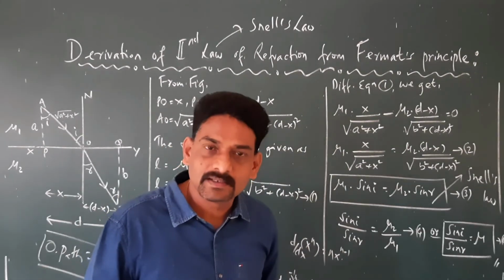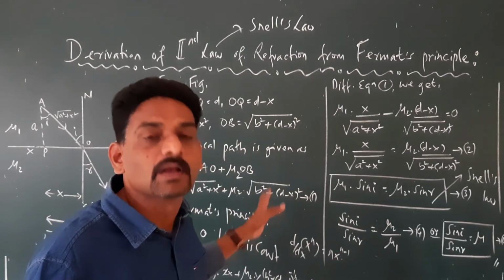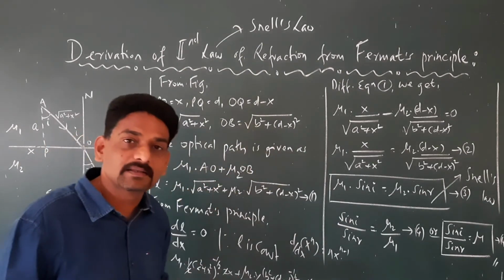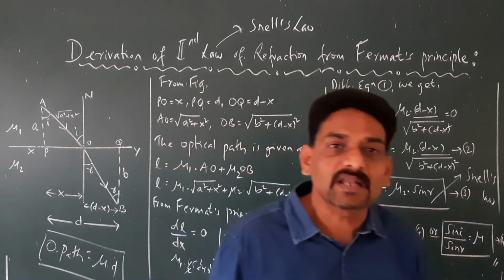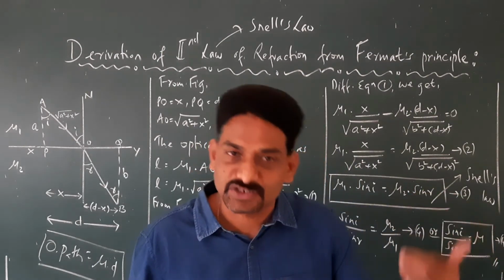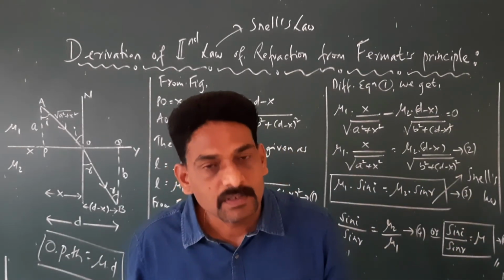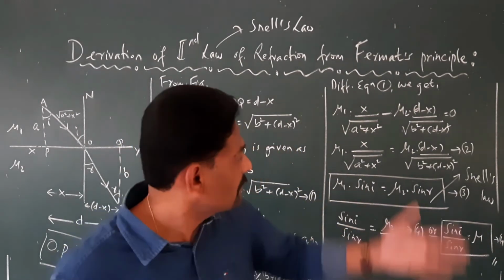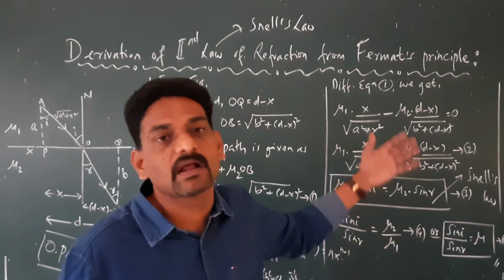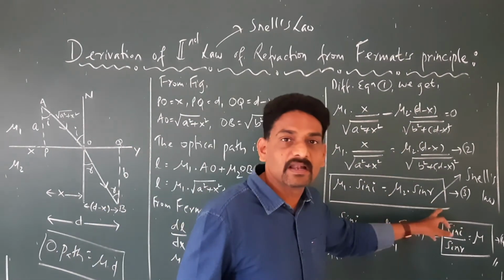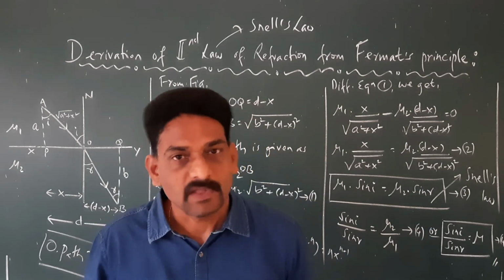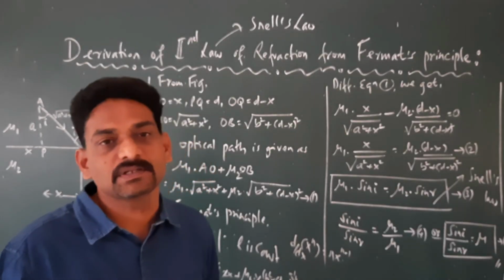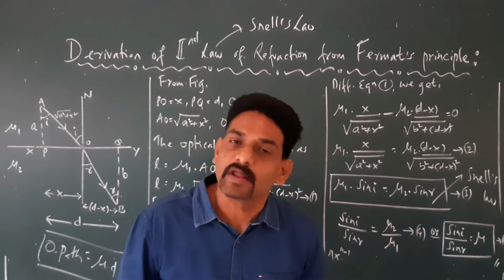So what all we did here? We calculated basically the optical path. And we know that the distance traveled is going to be either minimum or maximum or stationary as per the Fermat's principle. So we differentiated L with respect to x and equated it to 0, and by simplifying we get the final expression of Snell's law, right? So this is how one can derive the second law of refraction or the Snell's law from the Fermat's principle.